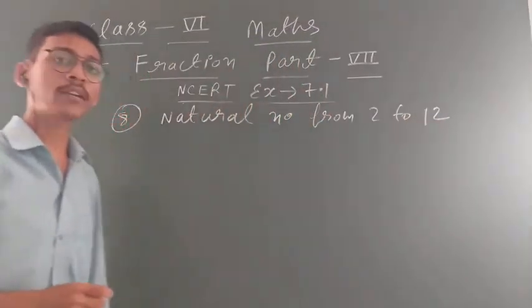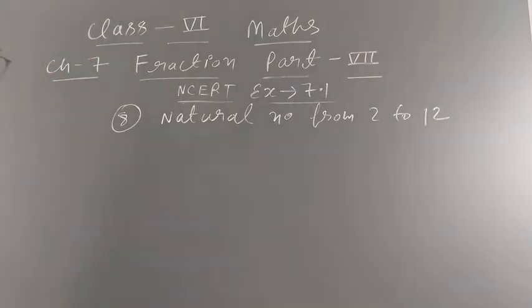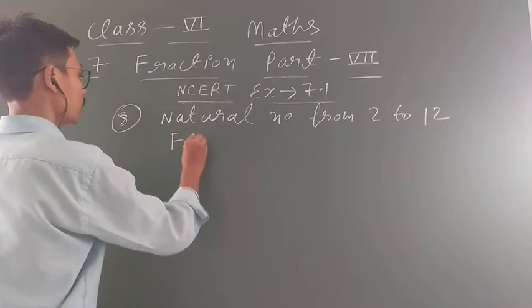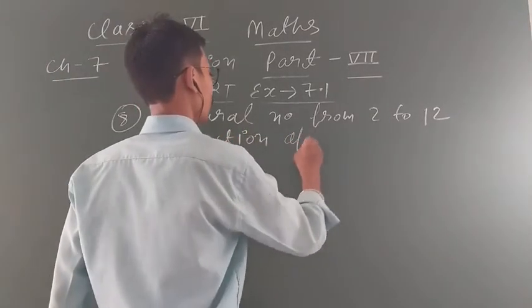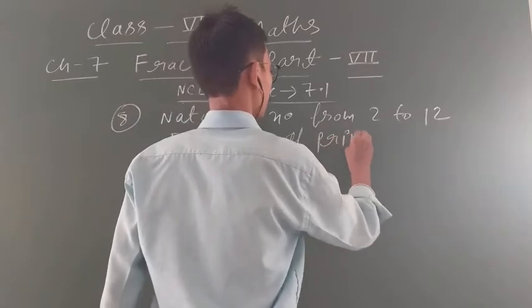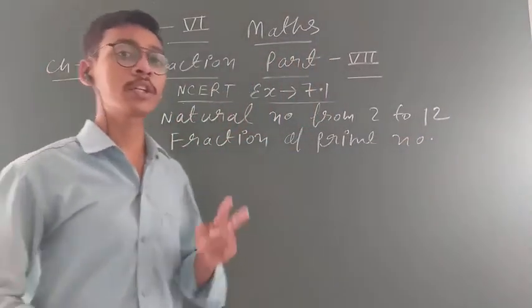Okay, student, you have to write down natural numbers from 2 to 12. And next is given the fraction of prime numbers. You have to write down the fraction of prime numbers. Prime number, you know, is a number which has only two factors.